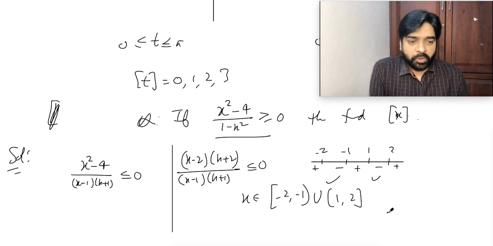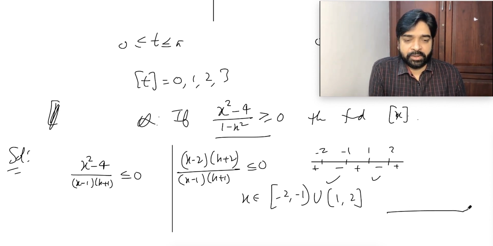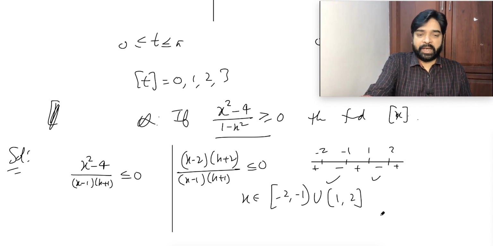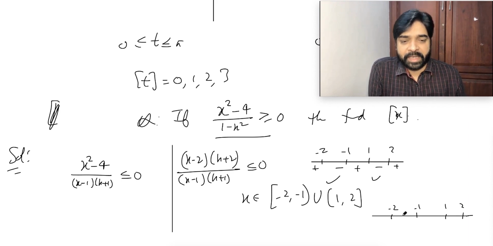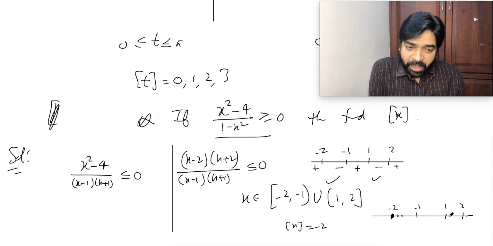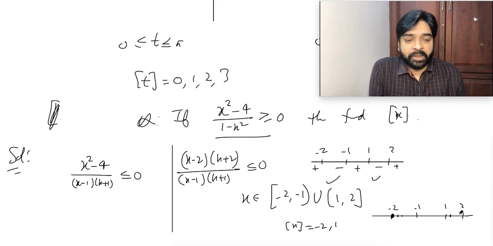Yes or no? So if we draw the line and check, now we understood that x will lie between minus 2, minus 1 and 1, 2. Where is x? x can be here. If x is an integer, the greatest integer of x surely will be minus 2. Can it be at minus 1? No, it cannot be minus 1. Can x be 1? No. Can it be just after 1? Yes. So 1 can happen, and 2 also can happen. So this will be the answer.